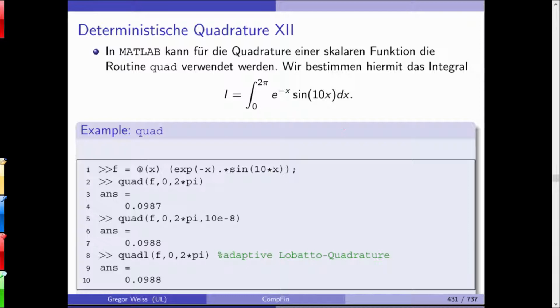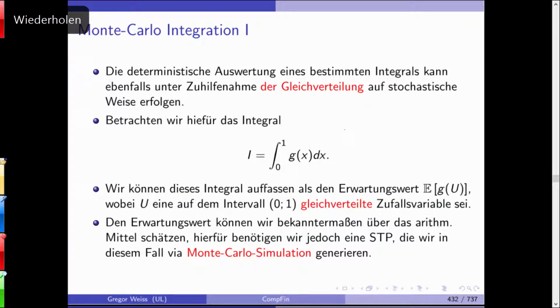Let's look at this exponential function of minus x times sine of 10x from 0 to 2 pi. If we do this, it's one line in MATLAB, and you can calculate the integral just by using quad f, 0, 2 times pi, and you can see that it will give you the answer quite quickly. Okay, so this is very simple deterministic quadrature in MATLAB.